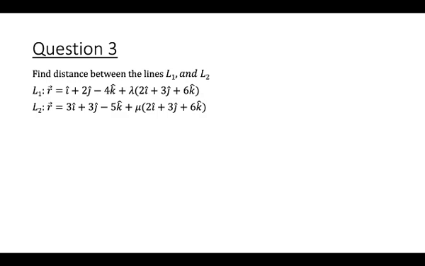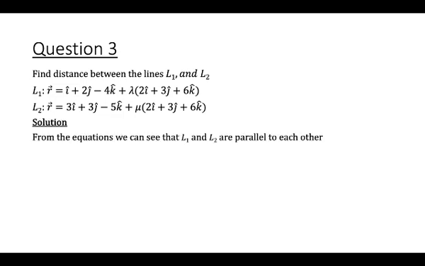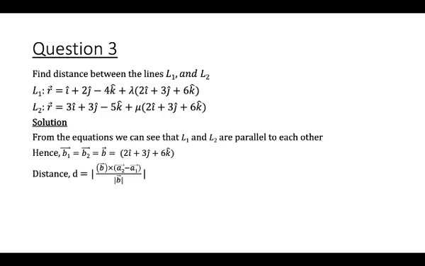Question number 3. Find distance between the lines L1 and L2. Vector r equal to i plus 2j minus 4k plus lambda into (2i plus 3j plus 6k), and second equation, vector r equal to 3i plus 3j minus 5k plus mu into (2i plus 3j plus 6k). As here, the equations show the given lines are parallel, so direction vector b is the same here.